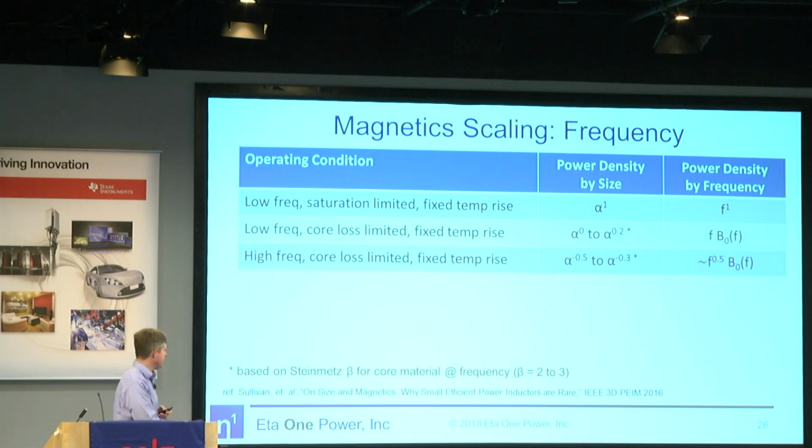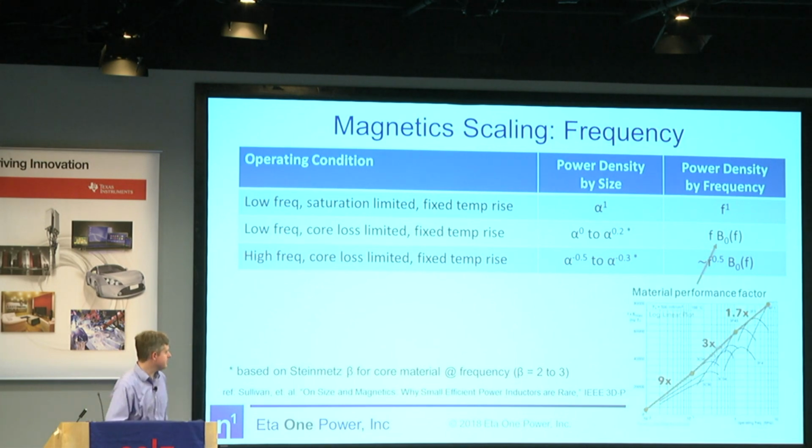The variance there has to do with your Steinmetz parameter beta, which is between 2 and 3 and gives you this variation here. Now with frequency, you don't get a factor of 10 every decade. You get something that's like F times some peak flux density function of F. And if you remember, that actually is the same material performance factor we saw earlier, and we saw the diminishing returns as you go higher in frequency.